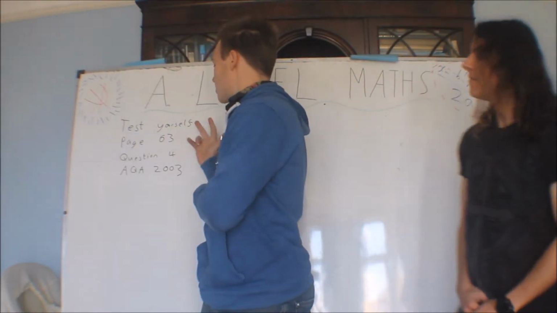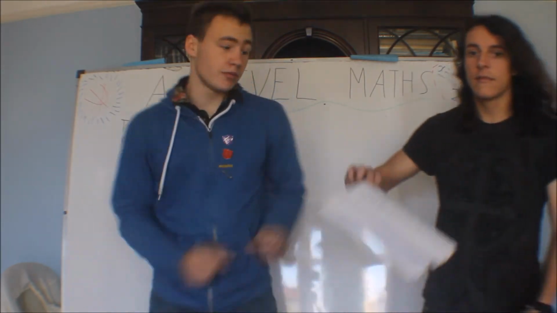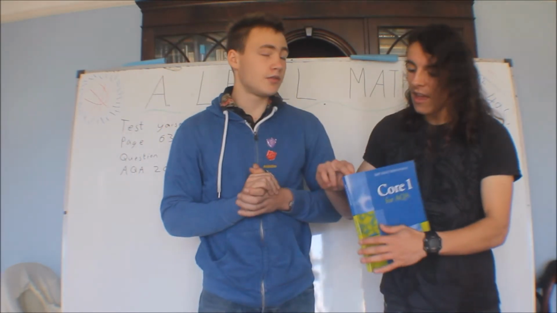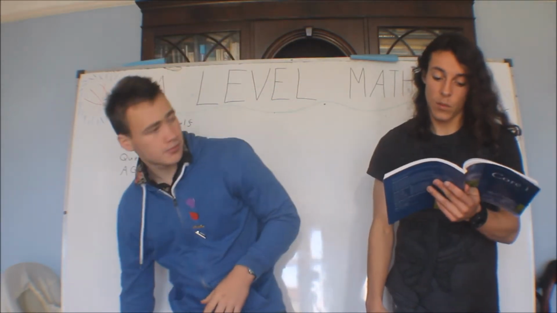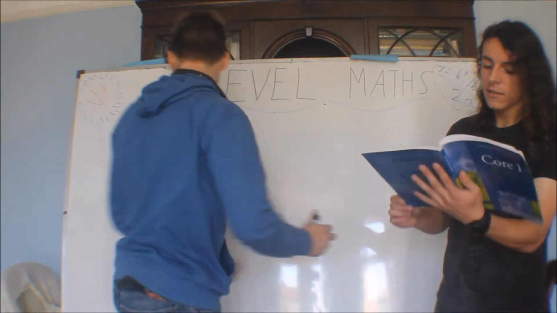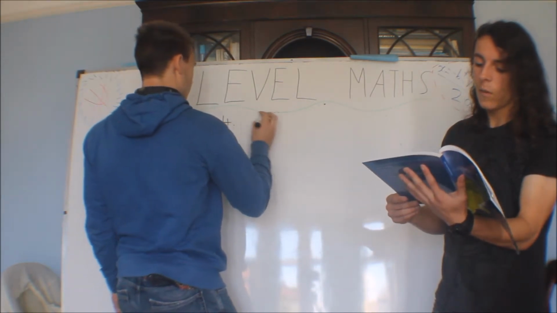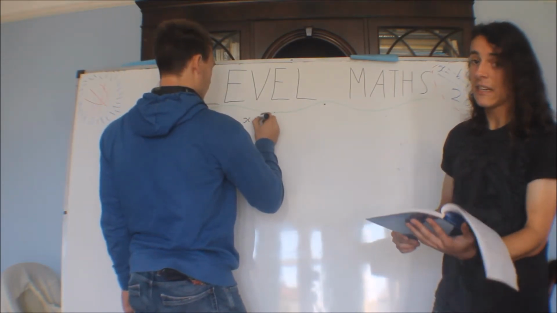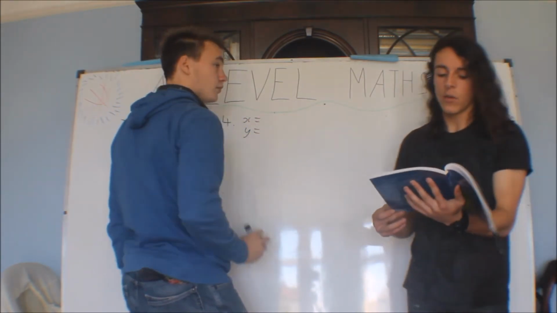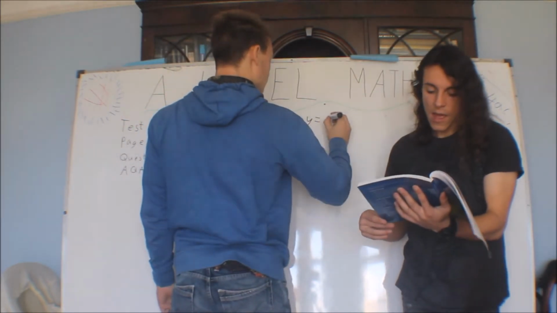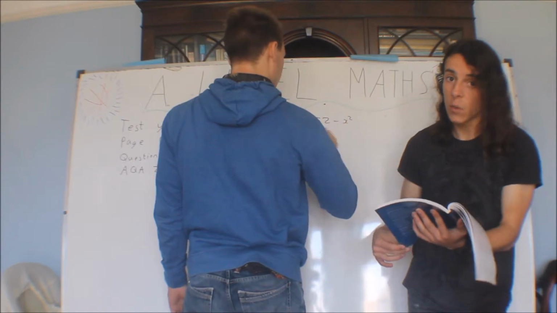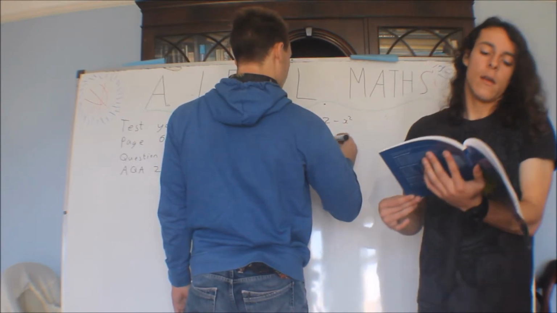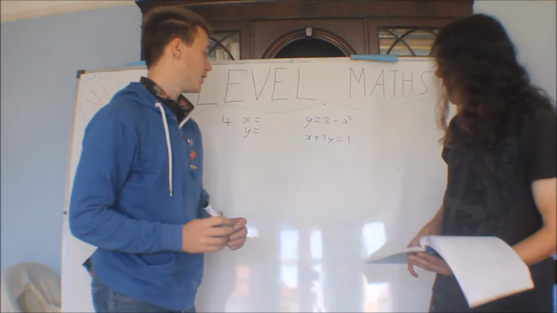Question time. Test yourself, page 63, question 4 from this book. If you watched our previous video, we're not going to add anything extra to this. We think this does everything in the chapter. So the question is, find the x and y values that satisfy the simultaneous equations of y equals 2 minus x squared, and x plus 2y equals 1. Is that it? That is it.